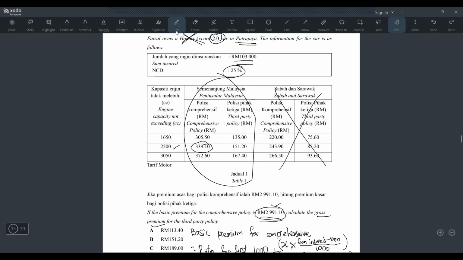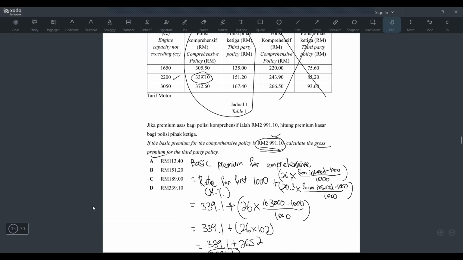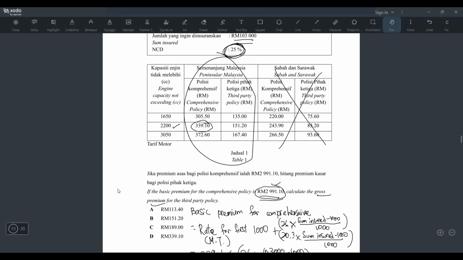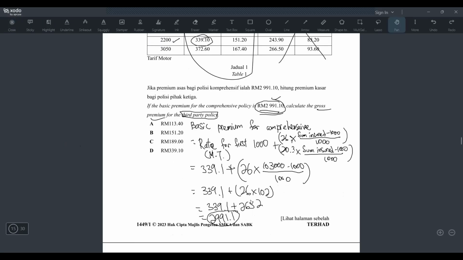Okay, what about NCD? Why they give you NCD? Okay, the NCD is for you to find the gross premium, or the premium kasa. So if I already have my basic premium for comprehensive, so I can get my gross premium, which is I just take this one, minus 25%. Okay, but is that what they ask? What they want now? Calculate the gross premium for third party policy. So they never ask for gross premium for comprehensive. They ask gross premium for third party.